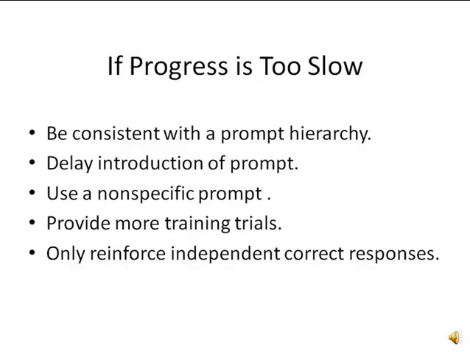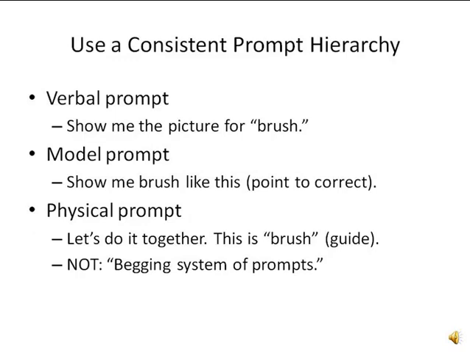If the progress is too slow for the student, there again are 5 ways that we can address that. The first one is our prompt hierarchy, to follow if we're using a verbal prompt, a model prompt, and a physical prompt for the students, so that we're not jumping from a verbal to a physical, but we're going through a consistent prompt hierarchy, and that all individuals who are working with the child use the consistent prompt hierarchy.